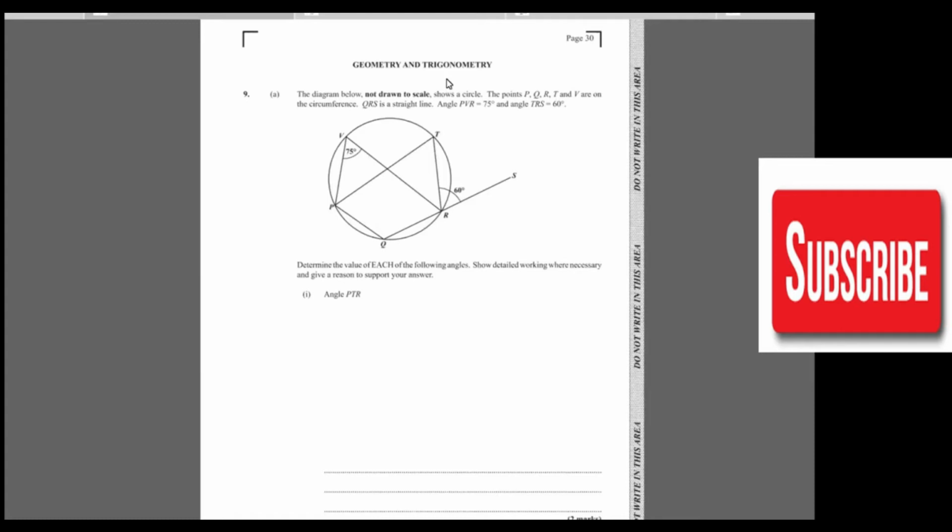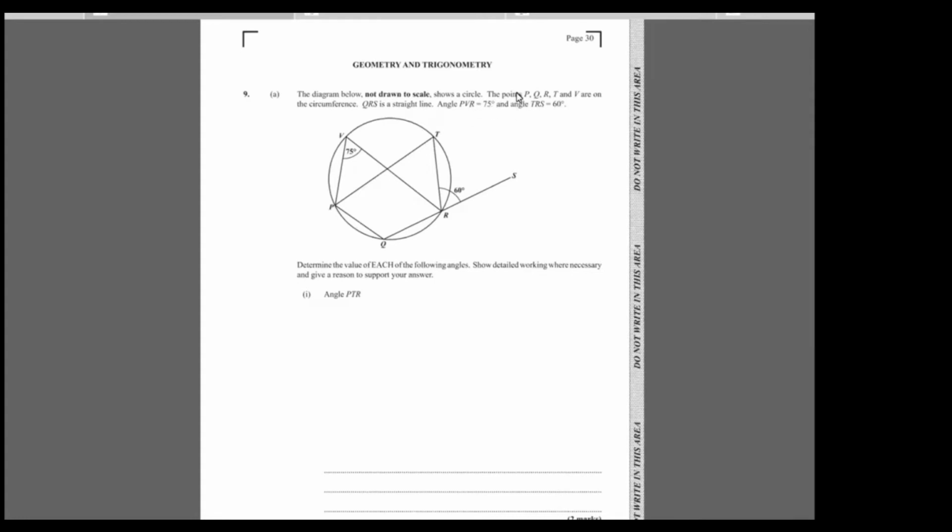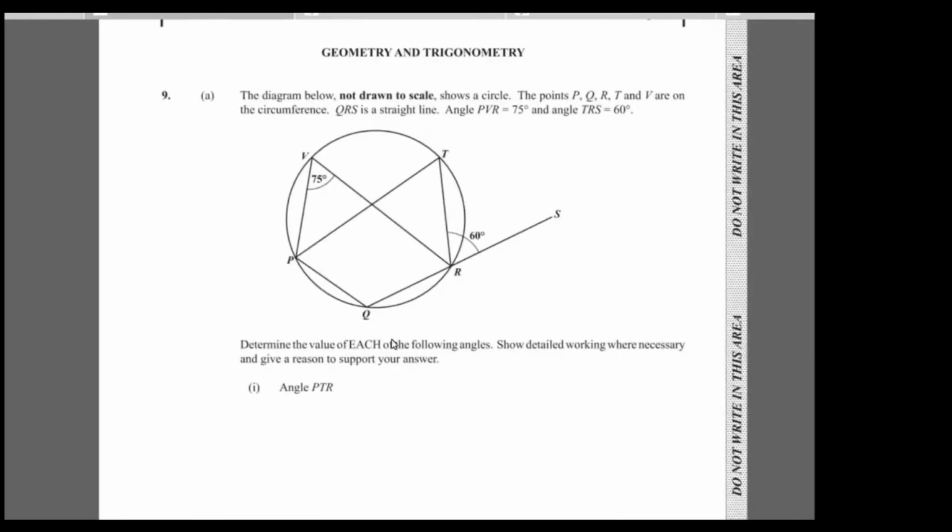All right. So looking at this question, it says the diagram below, not drawn to scale, shows a circle. The points P, Q, R, T, and V are on the circumference. Q, R, S are in a straight line, and angle PVR is 75 and angle TRS is 60. It says determine each of the following angles. Show detailed working where necessary and give a reason to support your answer.